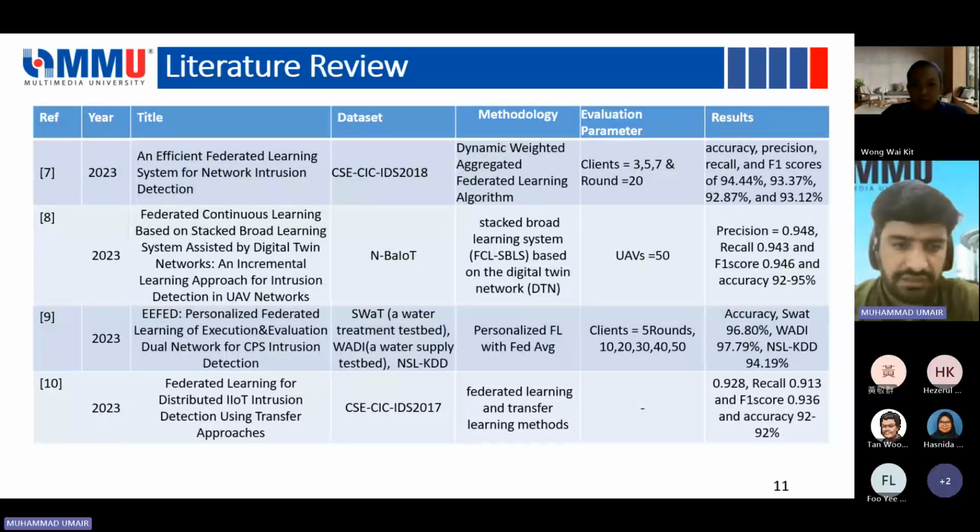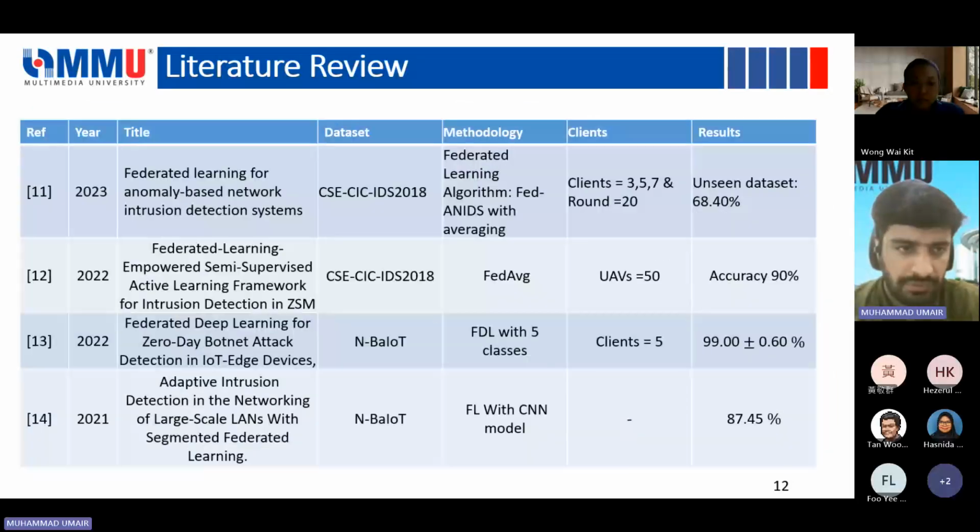Similarly, in reference 9, the author has used a personalized Fed averaging technique with 5 clients over a different number of rounds and achieved an accuracy of 96%. Furthermore, people are also using the transfer learning concept with federated learning, and author 10 used federated learning with transfer learning and achieved an accuracy of 92%. Then in reference 11, the author used federated learning with Fed averaging, and on a test dataset which was kept unseen for the whole scenario, achieved an accuracy of 68%.